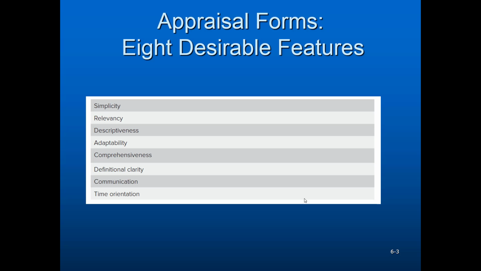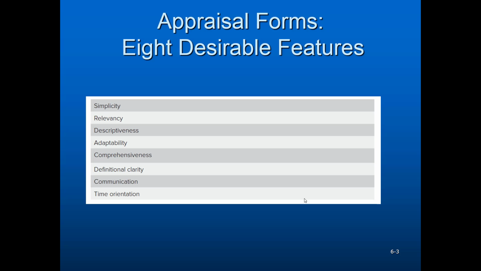But there are some features that we should strive for. One is simplicity. We should think about how user-friendly is this form. Is it something that a manager will find easy to complete? Will it be clear? Will it be concise? Is it too long? Is it too complicated? Is it something where the employee is not going to understand how they performed or how they should prioritize their future performance? These are all questions we should ask in terms of gauging the simplicity.